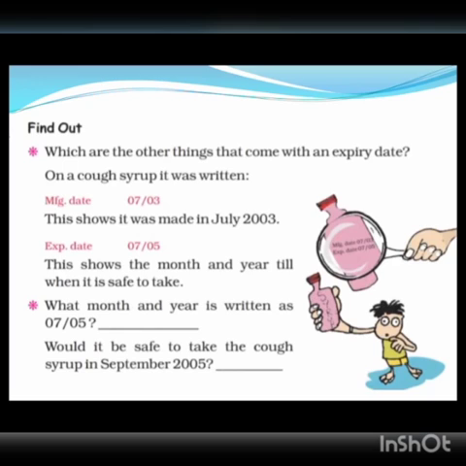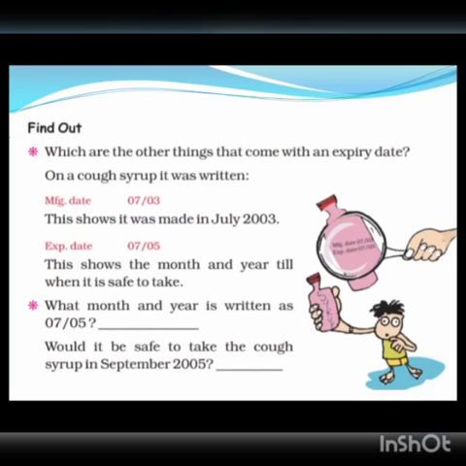Let's proceed further. Find out. First question. Which are the other things that come with an expiry date? Yes, students, there are many things like juice, chocolates, milk, bread, etc. You can write any 5 things.